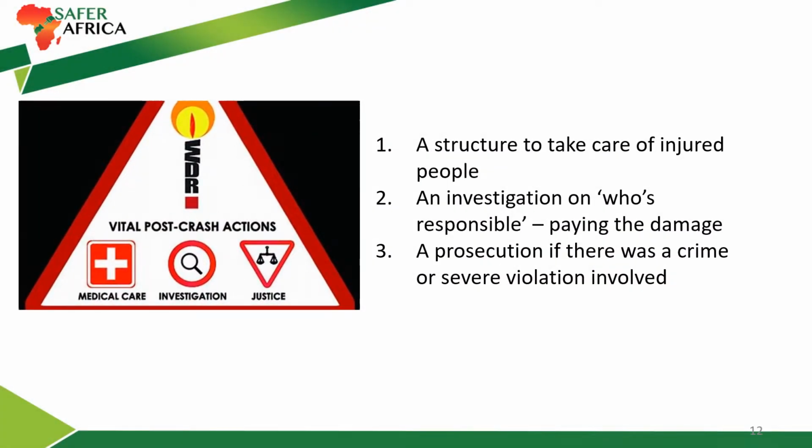You probably found some examples. Here I have some suggestions. In an accident, the damage must be paid by the person who caused the accident. And to define who is to blame, an independent person or organization will decide. So you have to take care of the injured people, and you have to take care of the investigation on who is responsible, who is going to pay for the damage.